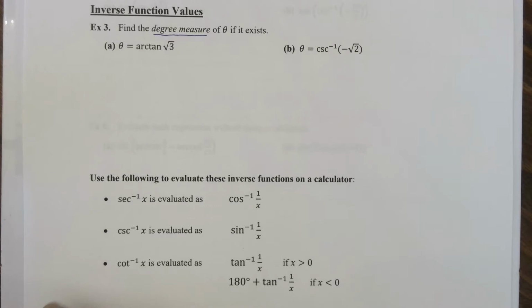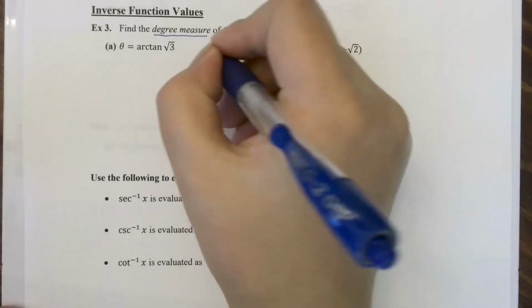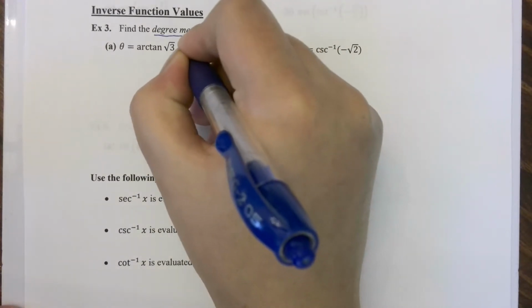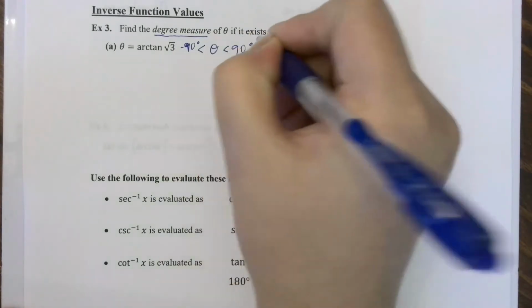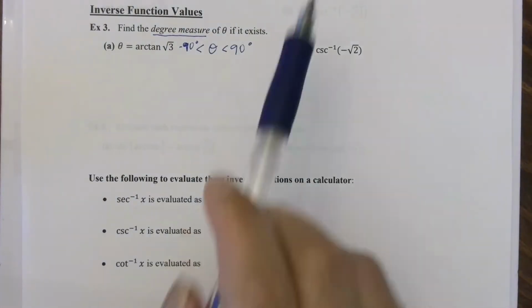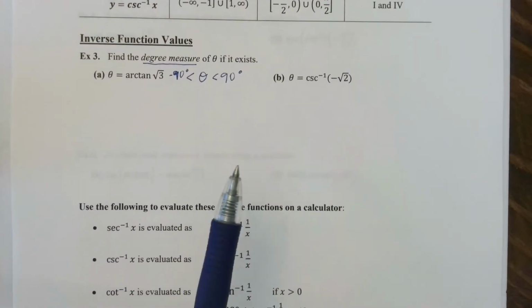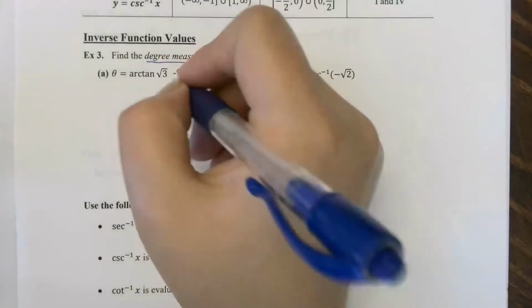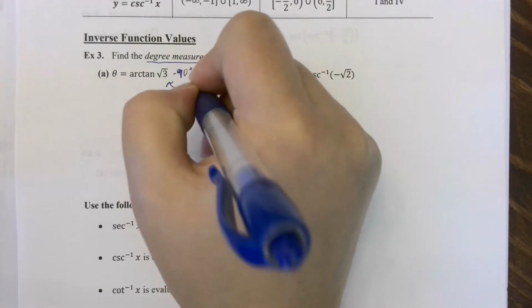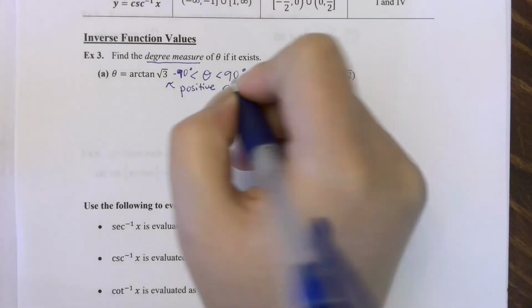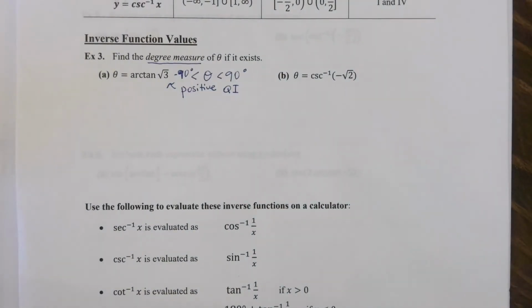Alright, so we have theta equals arctan of the square root of 3. For arctan, theta is between negative 90 degrees and 90 degrees. It's negative pi over 2 to pi over 2, but we're talking about degrees, so negative 90 degrees to 90 degrees. This is positive, which means we are talking about quadrant 1. If it was negative, then it would be in quadrant 4.